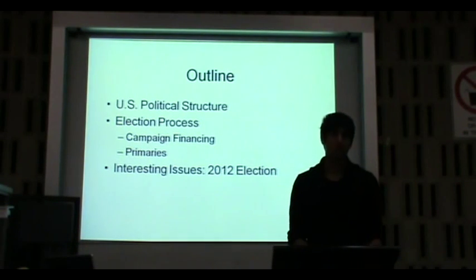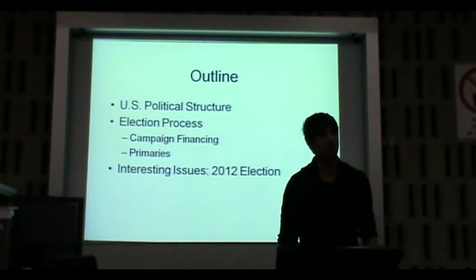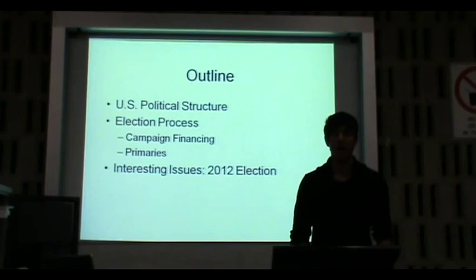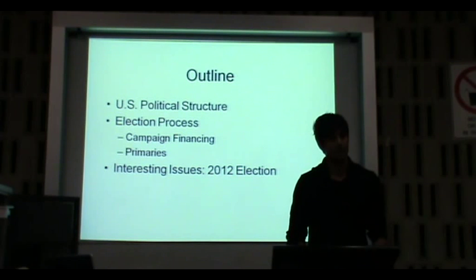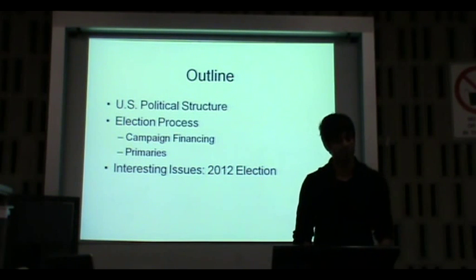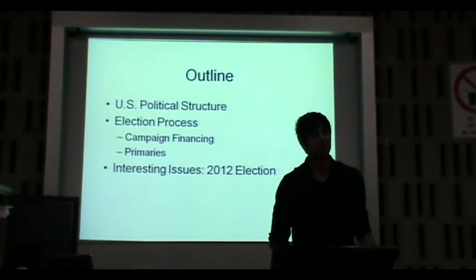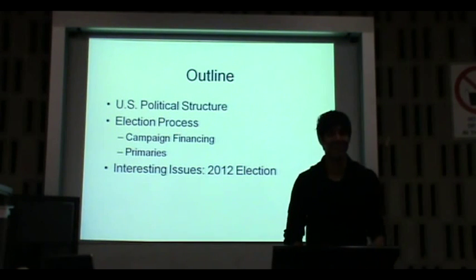The way I'm going to structure this: firstly, just go through the structure of the United States government, the structure of the key institutions which are at play in debates involving the United States government. Then I'm going to look through the election process, distinguish it from the Australian system in a number of ways, look at things like campaign financing and primaries. And finally, I'm just going to look at cool things in the upcoming presidential election. So things I find interesting to talk about that you're going to have to listen to.